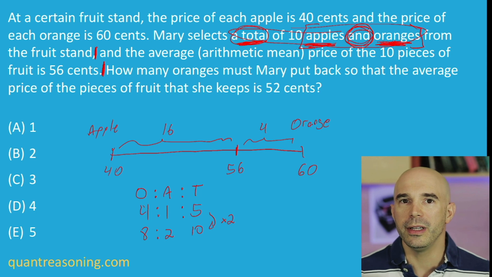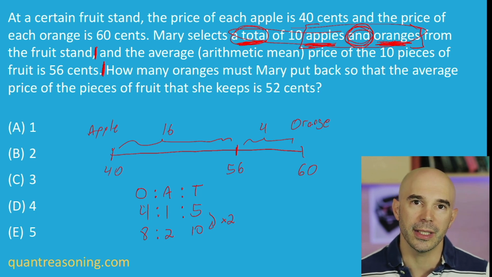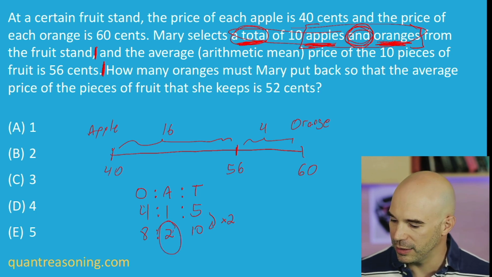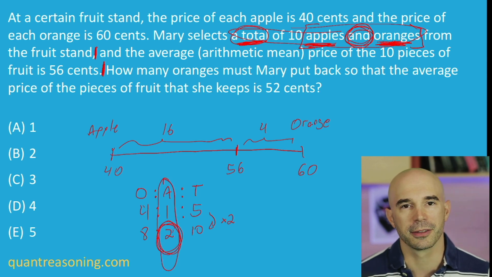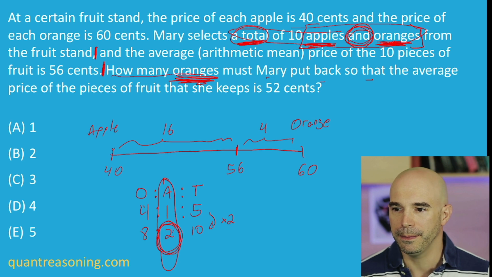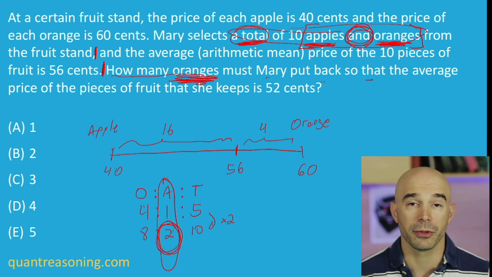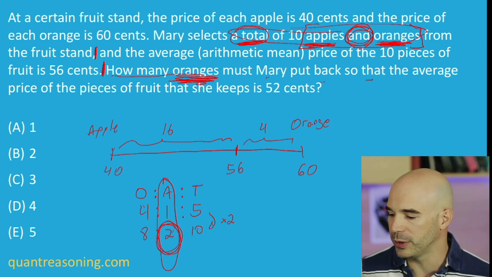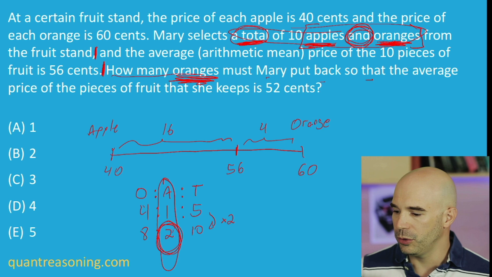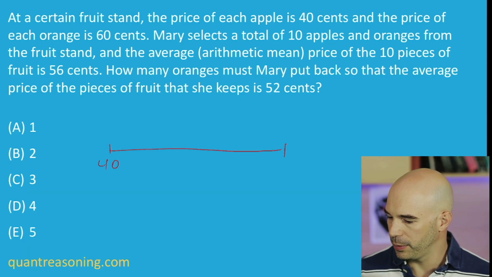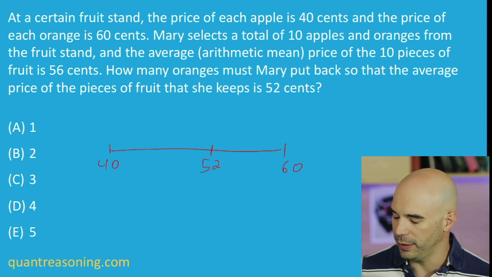The only thing we do know, the only thing that's going to stay the same, is the number of apples. That's not changing, and that's really the key to unlocking this question. So the number of apples is definitely going to be 2. I don't know the number of oranges, I don't know the total, but I do know the average is going to be 52 cents. So I'm going to draw a new number line, and this time I'm going to place 52 somewhere in between, approximately where it should be.